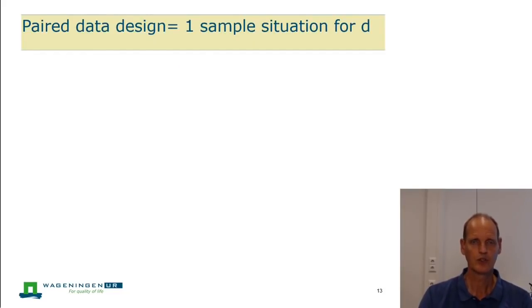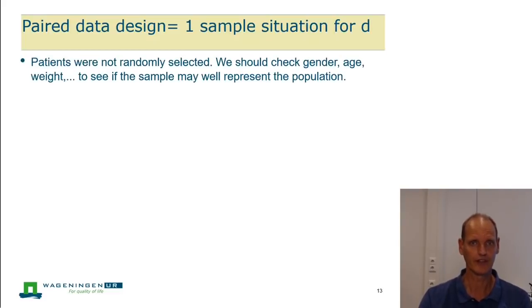Some design notions for this case, and what we will see is that the paired data design is the same as a one sample situation for the differences. First of all, the patients were not randomly selected. What would you do in practice? You would check: is the proportion of males and females similar to the general population? Is the age distribution like that in the normal population? Is the weight similar, etc.? That is to see if the sample may well represent the population.